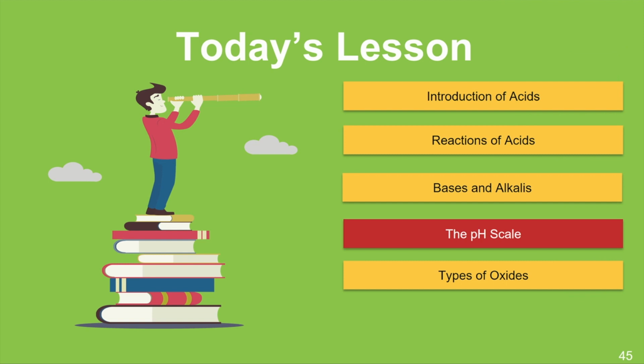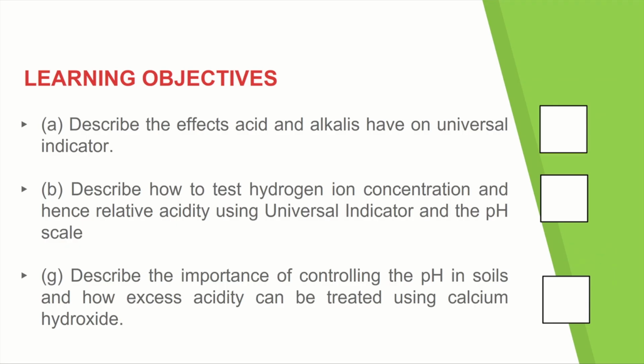Moving on to the next one. Just now we mentioned universal indicator. Let's take a look at something very colorful. We talk about pH 7, below pH 7, and above pH 7. So what exactly is this pH scale? We're going to take a look at the effects of acids and alkali on this universal indicator. What does it mean when we say below pH 7, above pH 7? And after learning acids and alkali, what are some of the real-world applications of that?